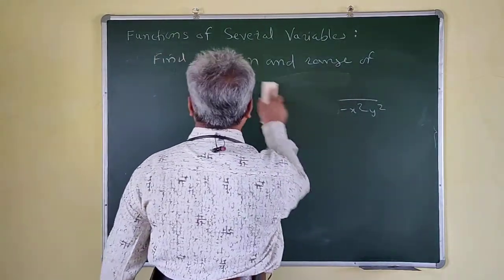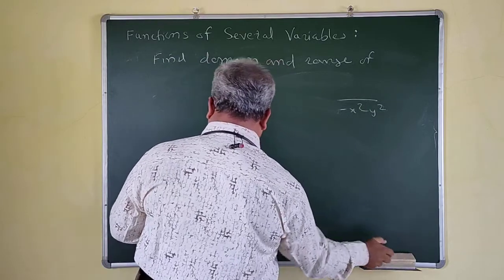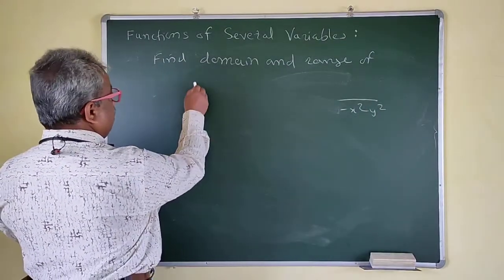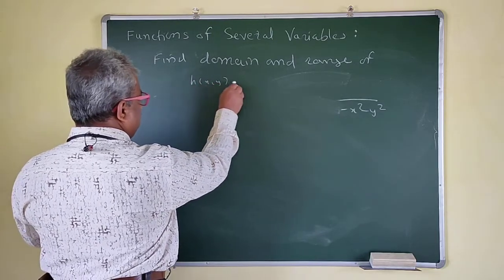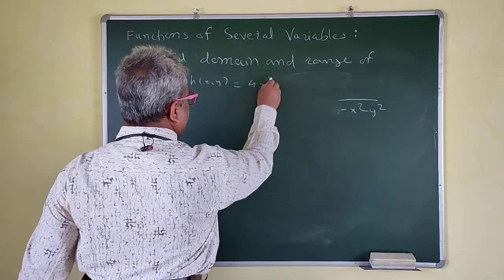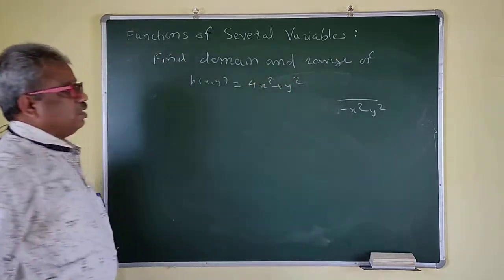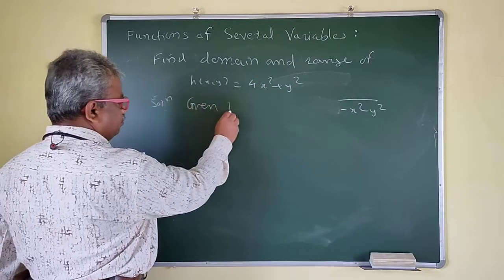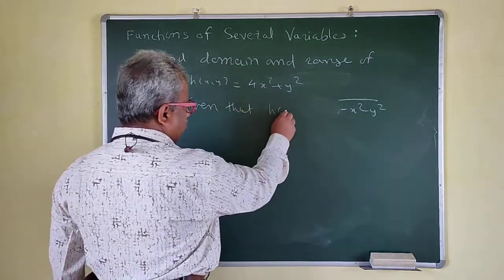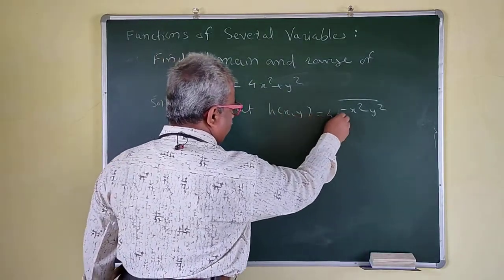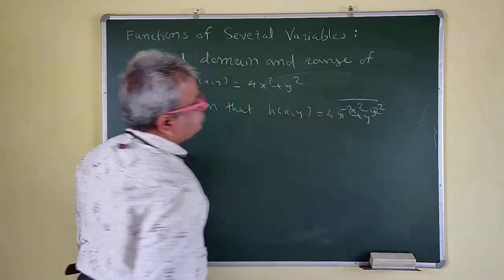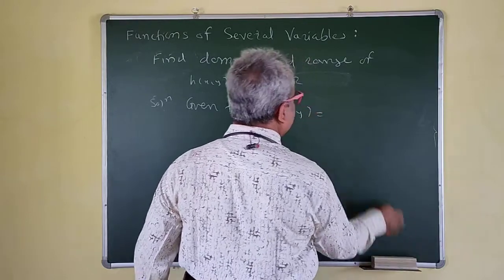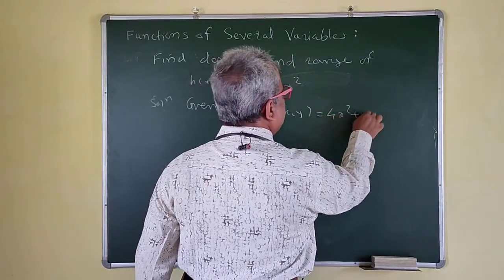Next, find the domain and range of the function h of (x, y) is equal to 4x square plus y square. Solution. Given that h of (x, y) is equal to 4x square plus y square.